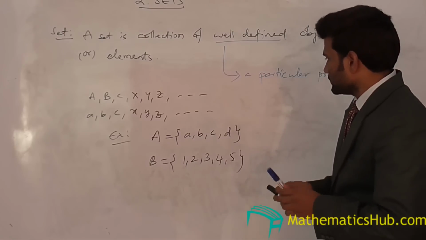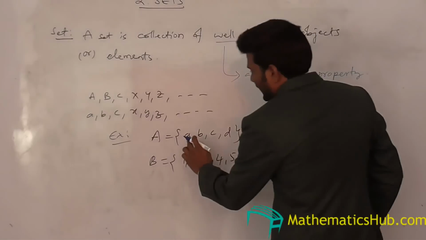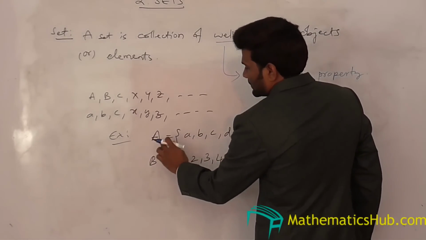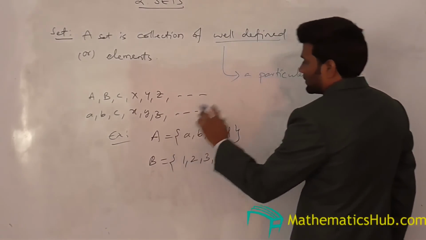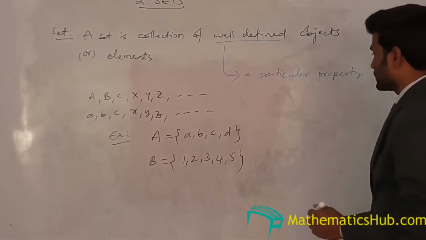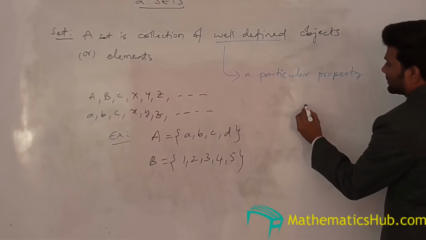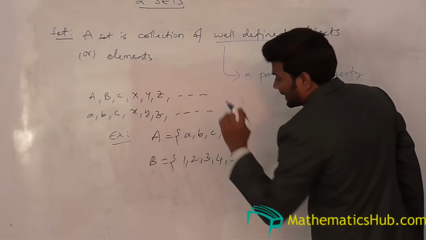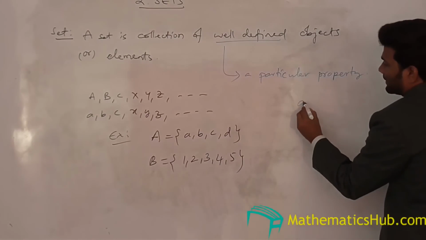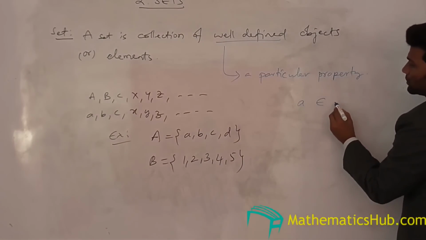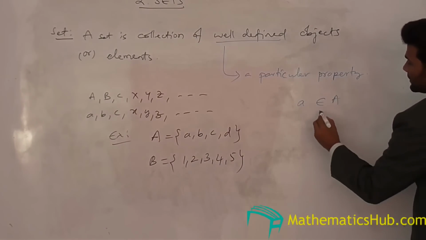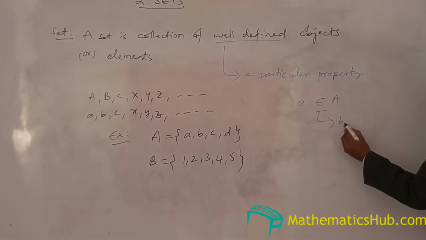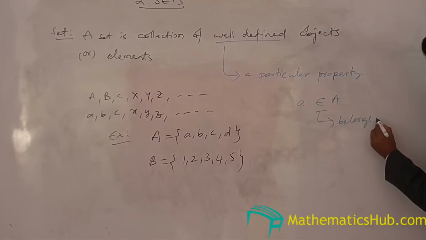Here, a is an element which is there in A. So we write that a is an element which belongs to capital A. So a belongs to capital A. Here this symbol represents belongs to.